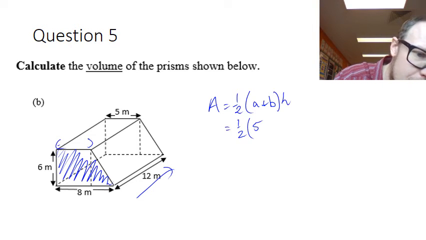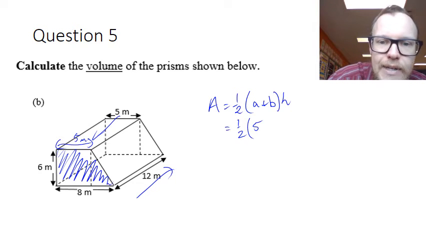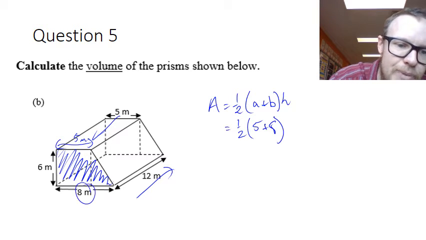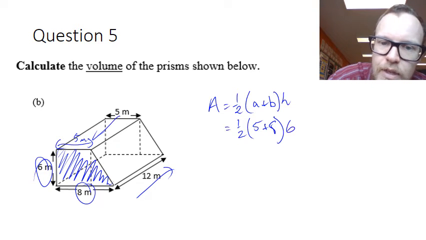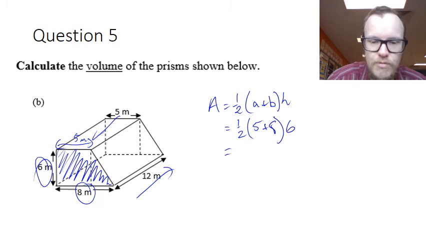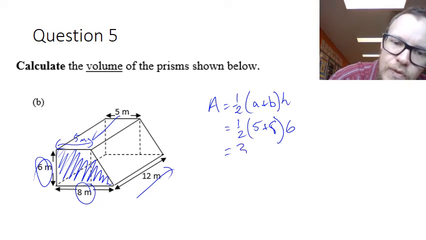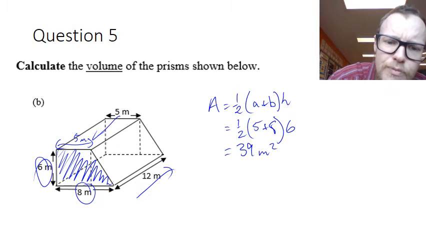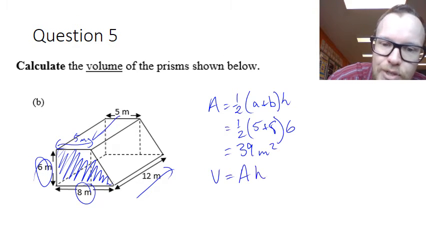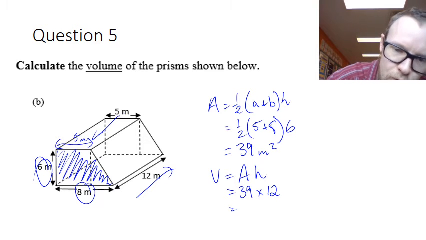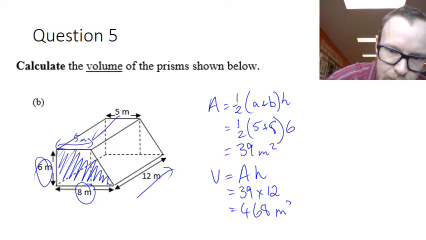5 metres, because that's directly across there, plus b, the base, which is 8, multiplied by the height. So 8 is the base, height is 6, so this is going to be equal to 39 square metres. The volume is equal to area of base times height, so we get 39 multiplied by 12, which is equal to 468 cubic metres.